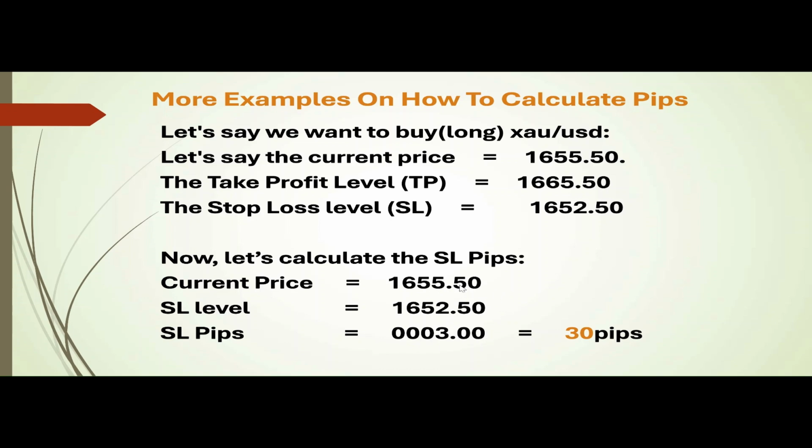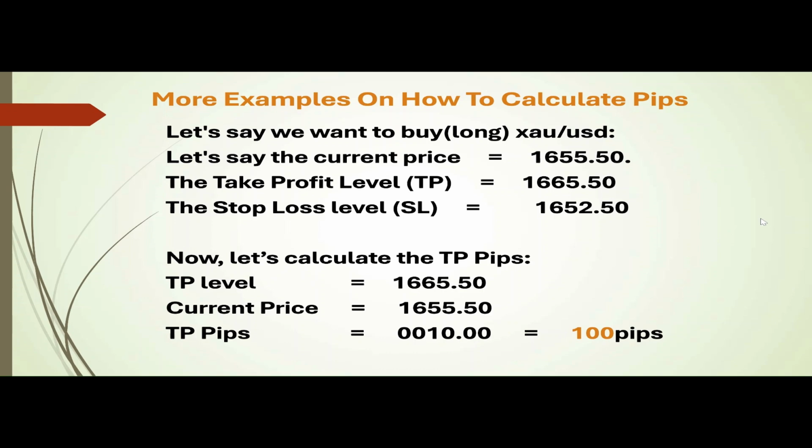If you subtract this from this, 5 minus 2, we have 3. 5 minus 5, we have 0. 6 minus 6, we have 0. Then 1 minus 1, we have 0, which is equal to 3.00, which is equivalent to 30 pips, which means we are risking 30 pips on this trade, if you have to take this trade.